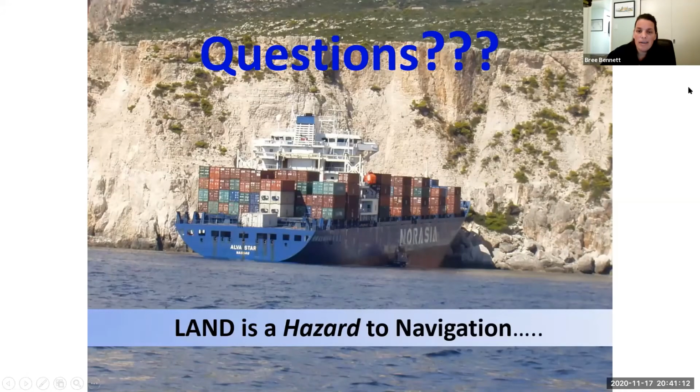Any questions about navigation and using the radar? You guys all right? Okay, we're gonna dive right into multiple targets. Let's do it.